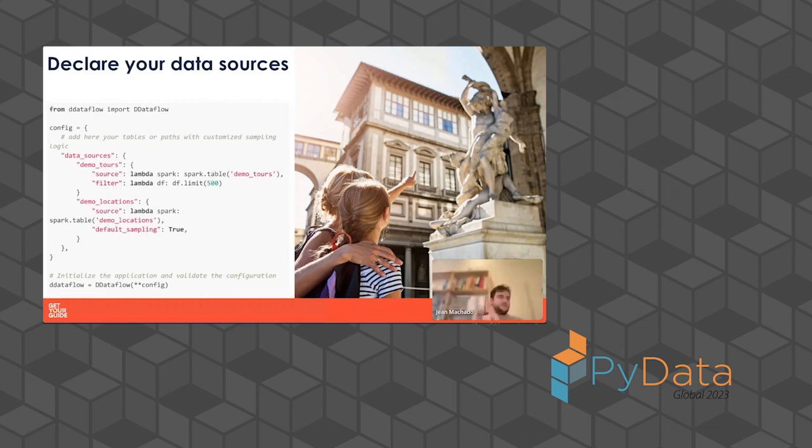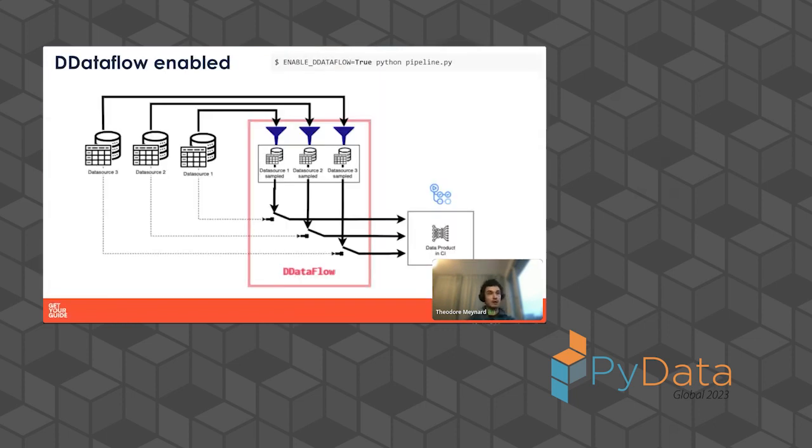Here I will show you a bit more how we declare the data sources. So we have DDataflow, and then you will need to have a config where you declare your data sources, where you say how you will need to read the data, and afterwards how you can filter, which is only used when you want to sample the data. For each of your data sources, you can define a different filter, because not all of them might need the same logic for filtering. And once your config is there, then you can initialize the DDataflow object.